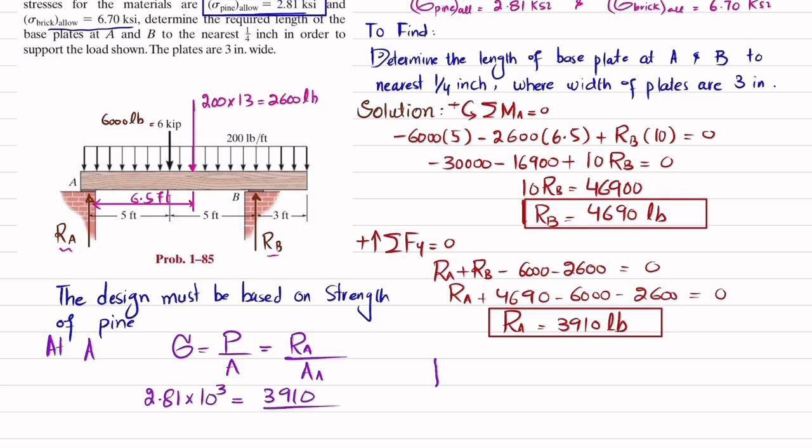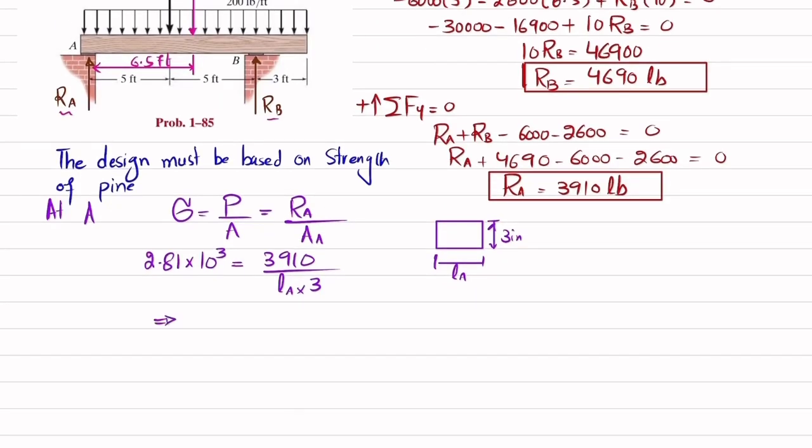For the area of the base plate, the width is given. This width is 3 inch, and this length is not given. This length is length LA. So I can write area will be equal to LA multiplied by 3. From here you will get LA equal to 3910 divided by 2810 multiplied by 3, and when you calculate it, it will be equal to 0.464 inch.